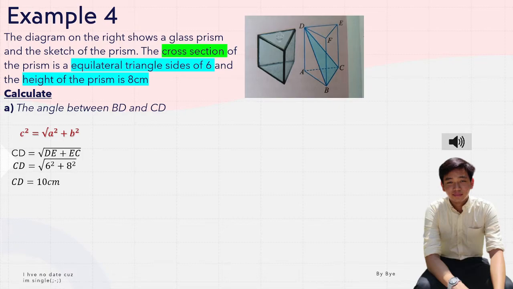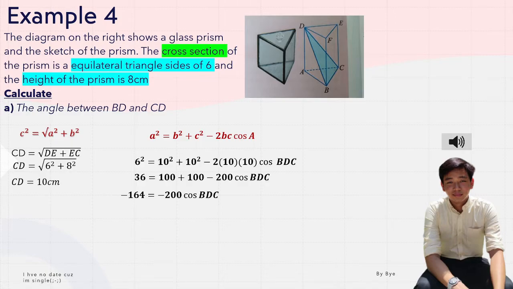After we get the length of CD, we need to use another formula to get the angle between BD and CD. The formula is A squared equals B squared plus C squared minus 2BC cos A. Then we put the values into the formula, so it will be 6 squared equals 10 squared plus 10 squared minus 2 times 10 times 10 cos BDC. So now we can do this question easily.